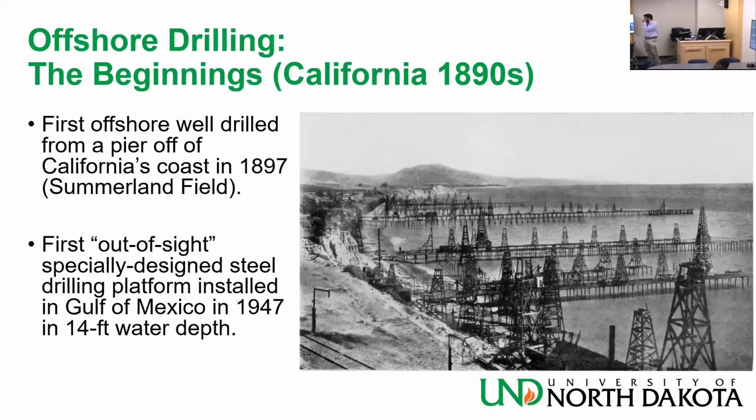So the first offshore well was drilled off a pier in California, in 1897. It was the Summerland field. You have a pier, just like in a port, and you walk and you have the boats on the side. This is how it was. You walk on the pier and you are on the rig. Beautiful place, actually, if you ever visit.